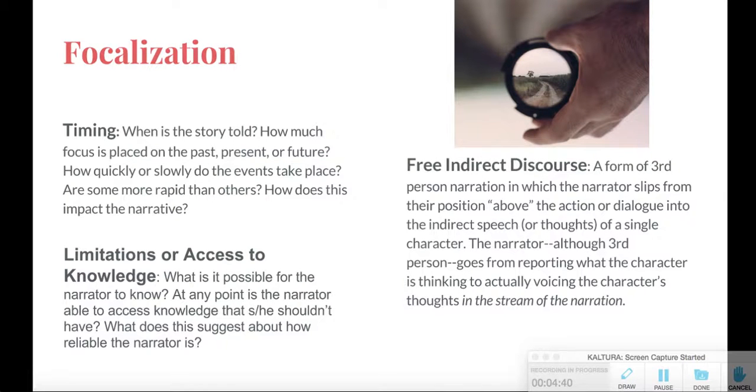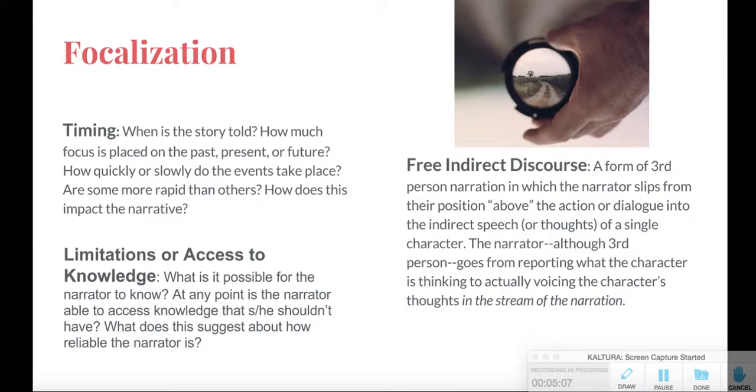Sometimes in third-person omniscient narration, narrators will slip into the thoughts and actions of a specific character. This is called free indirect discourse, or sometimes people refer to it as free indirect speech. It's a form of third-person narration in which the narrator slips from their position above the action or dialogue into the indirect speech or thoughts of a single character.